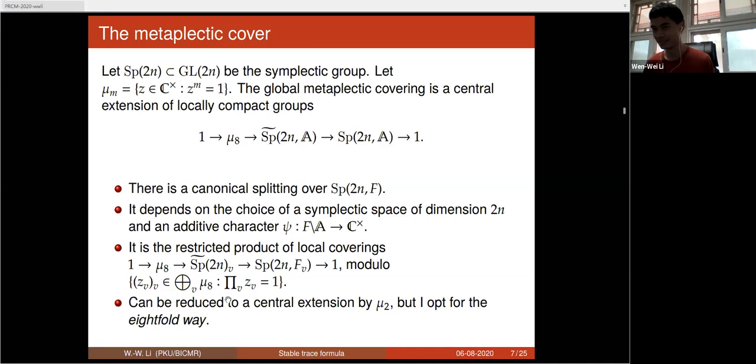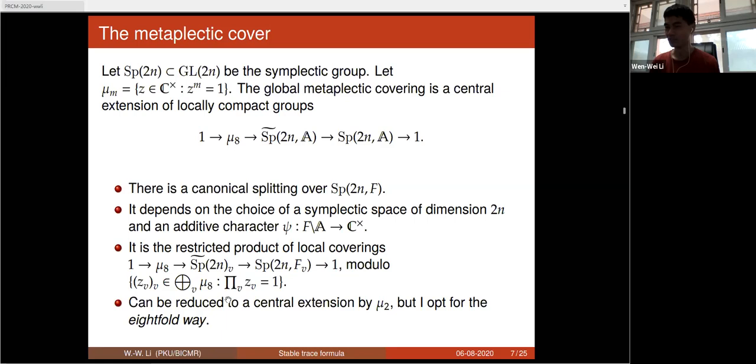It's just a very easy trick. This central extension by mu_8 can be reduced to mu_2. For example, you can take a derived group and you will get an extension by mu_2. But I always use the eightfold covering. The reason will be explained later on. Yeah, so this is the global and the local metaplectic coverings.